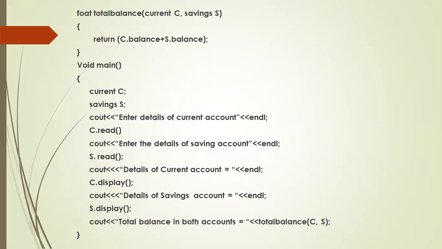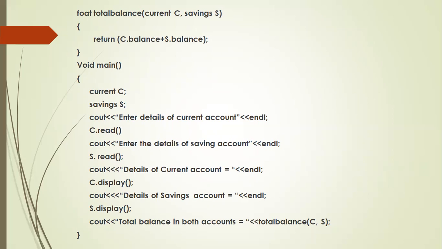Now start the main function. Void main, current C, savings S. So C is an object of current class, S is an object of savings class. What you have to do here is call the read and display functions first with C, then with S. So enter the details of current account, call the C.read function. Enter the details of savings account, call the same read function with the S object. Now again, call the display function with these two objects separately. Details of current account, C.display. Details of savings account, S.display.